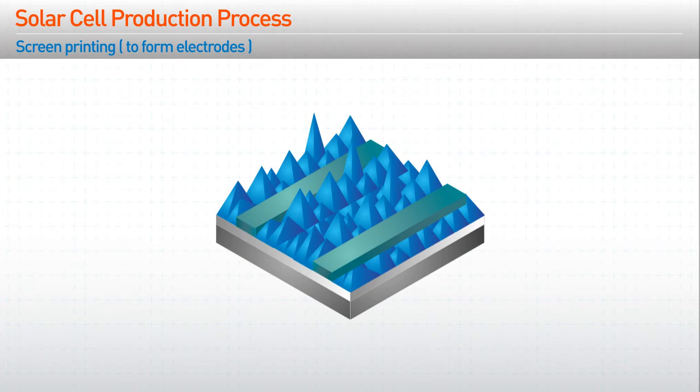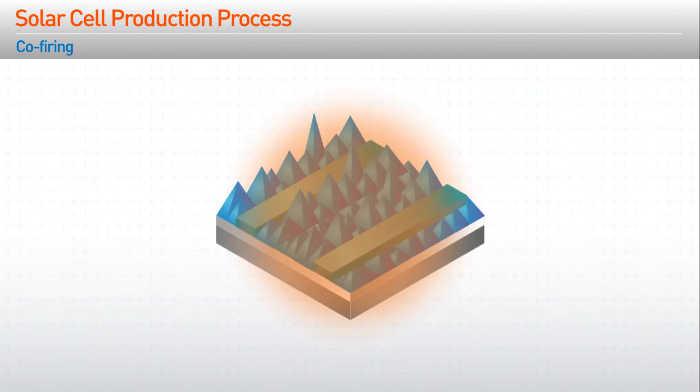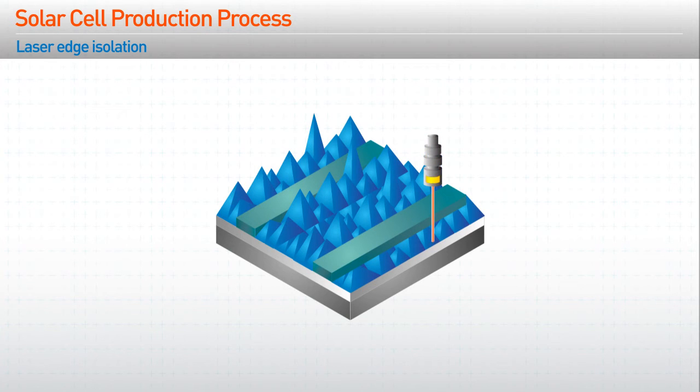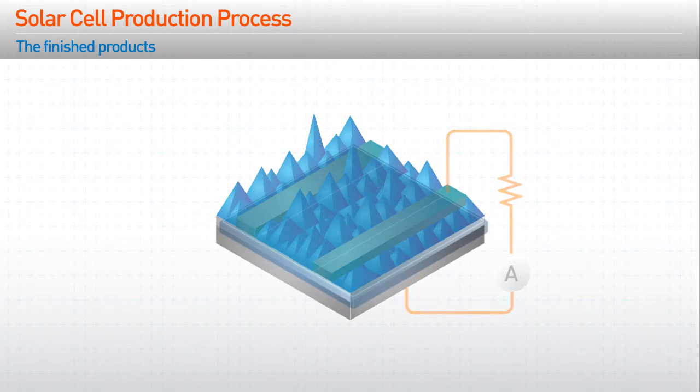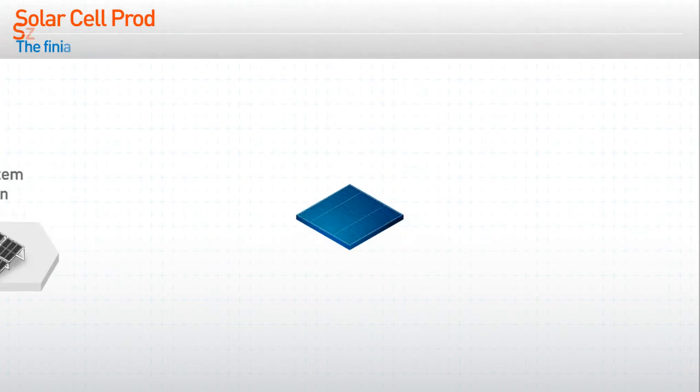Then, fingers and bus bars are screen printed onto the front and back surfaces of the wafers to form electrodes. Afterwards, co-firing enables current to flow through the metal paste onto the wafers. The edges of the wafers are then laser isolated and the electrodes are insulated. Finally, the external appearance and electrical characteristics are inspected and each cell is graded. The completed products are then shipped out.